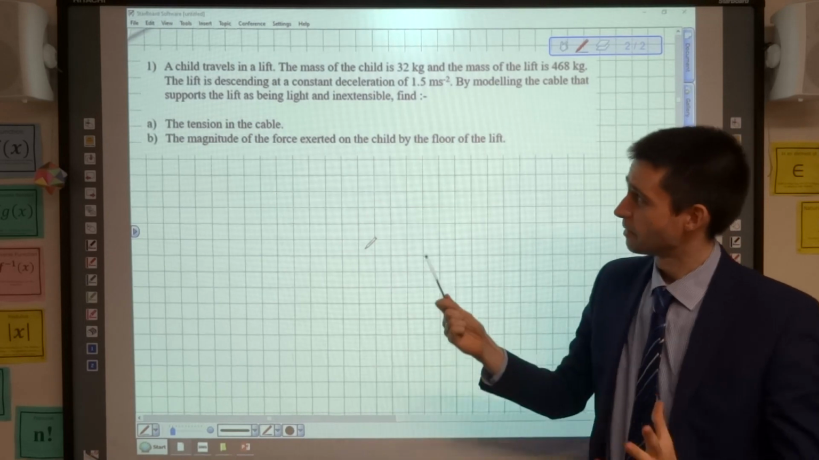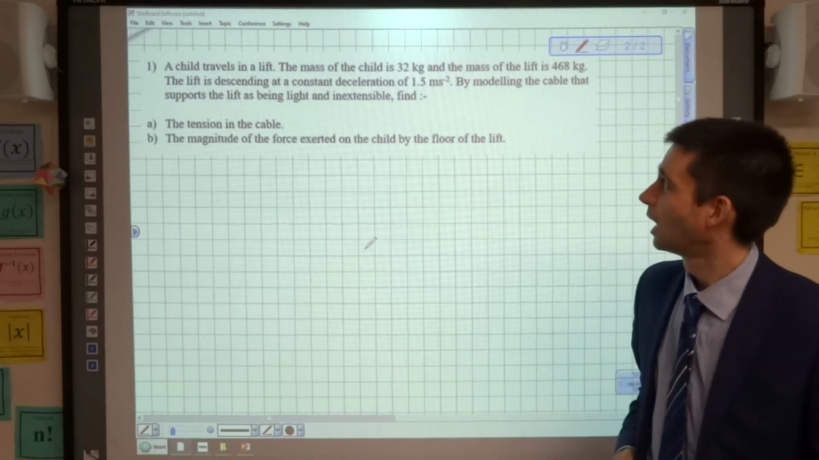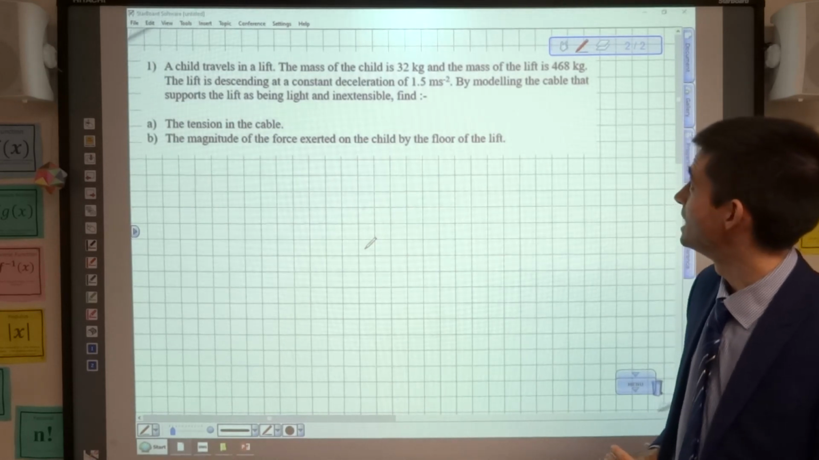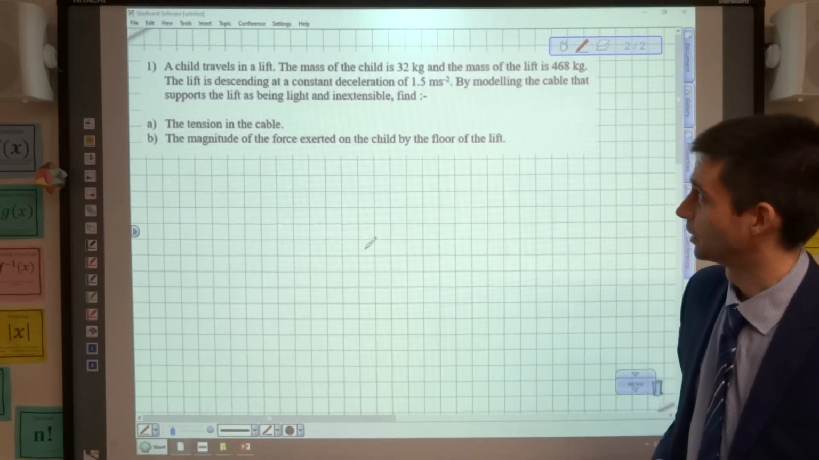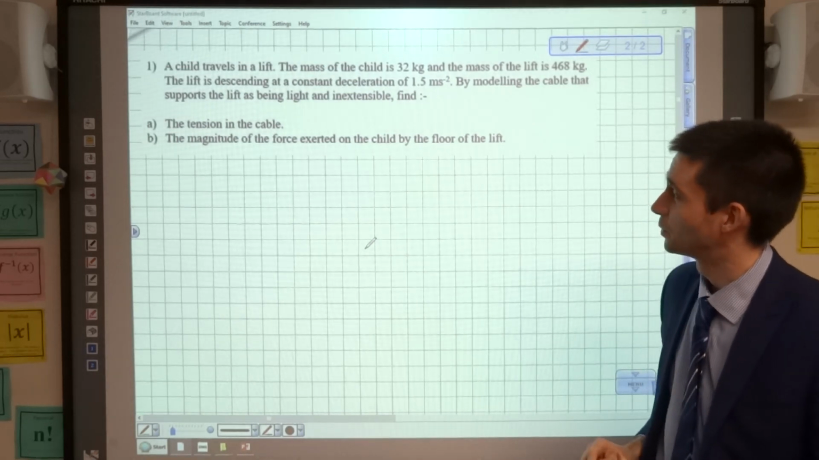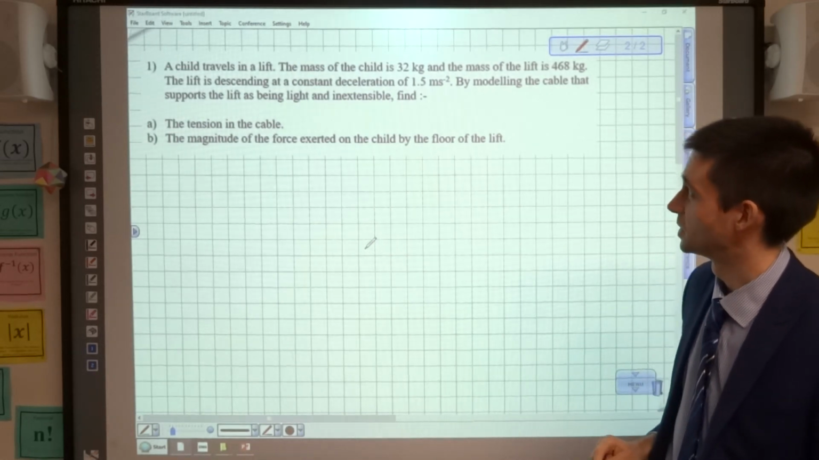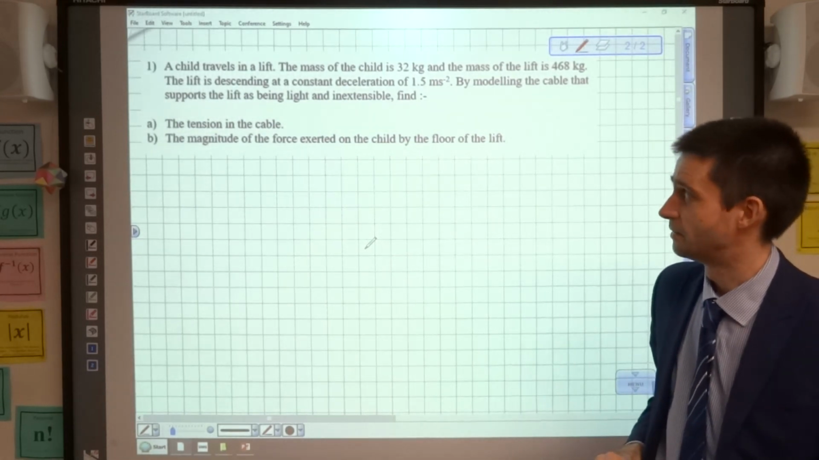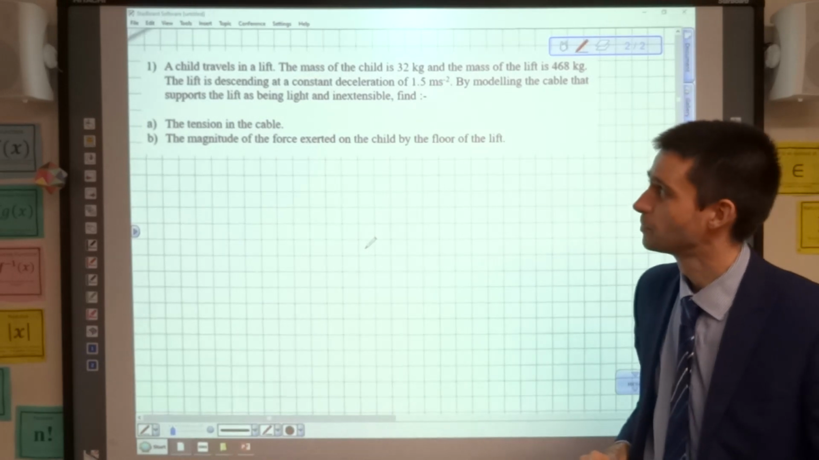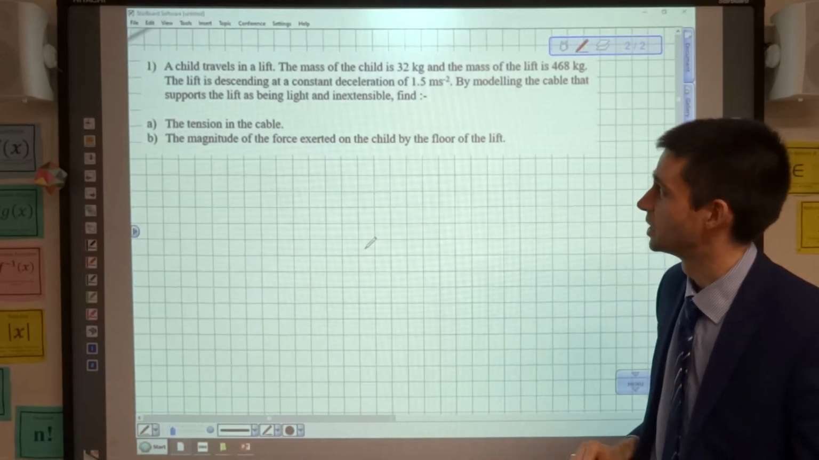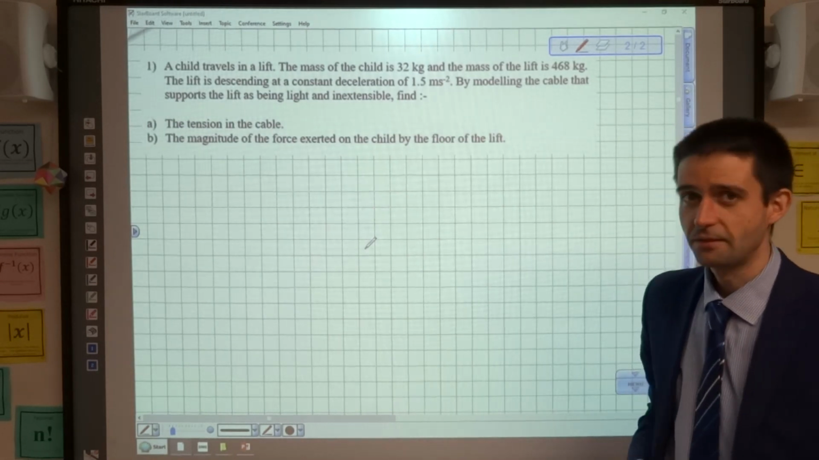Okay, so here we have a child travels in a lift. The mass of the child is 32 kilograms and the mass of the lift is 468 kilograms. The lift is descending at a constant deceleration of 1.5 metres per second squared. By modelling the cable that supports the lift as being light and inextensible, find the tension in the cable and the magnitude of the force exerted on the child by the floor of the lift.